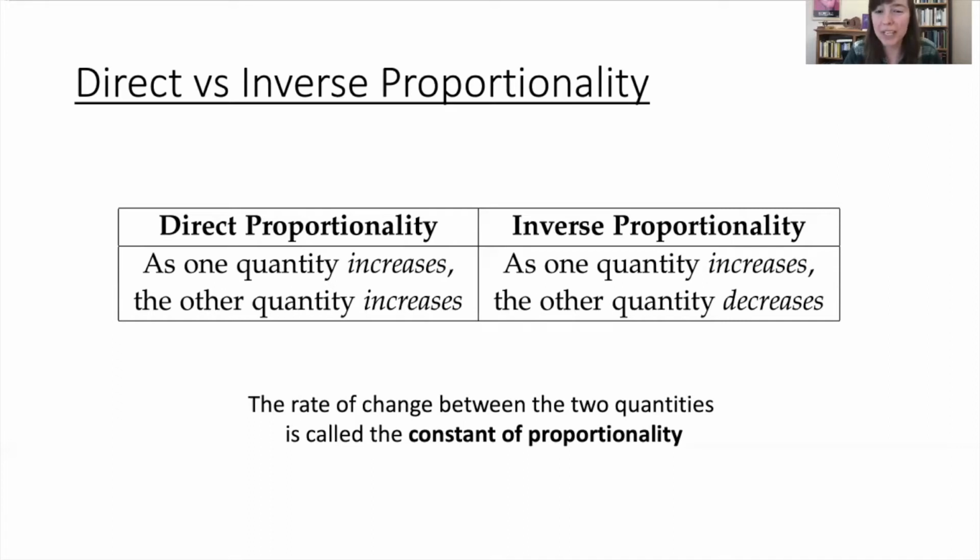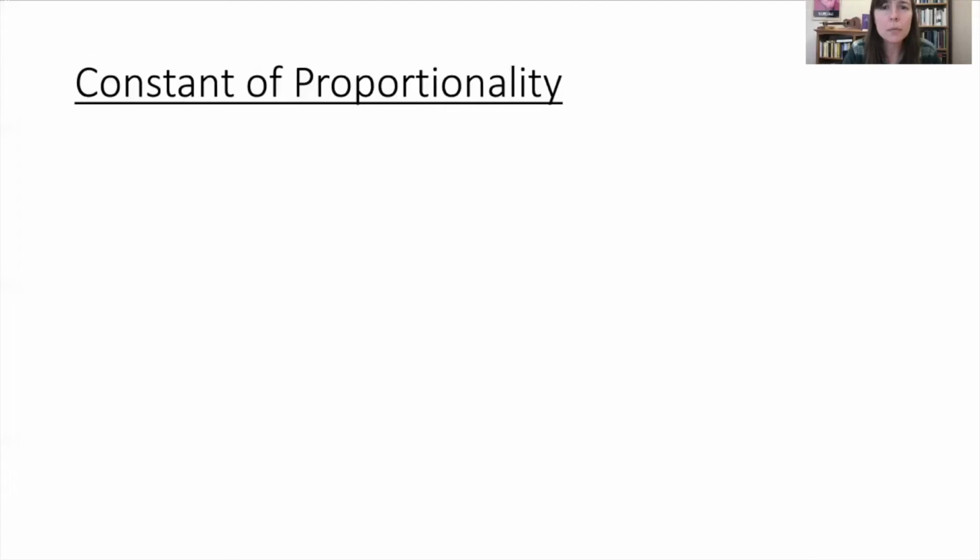And then the rate of change between the two quantities, that's what we call the constant of proportionality. Essentially, that constant of proportionality captures that relationship between your two quantities. And we'll see more of what I mean when we do some examples. But let's first look at calculating the constant of proportionality.